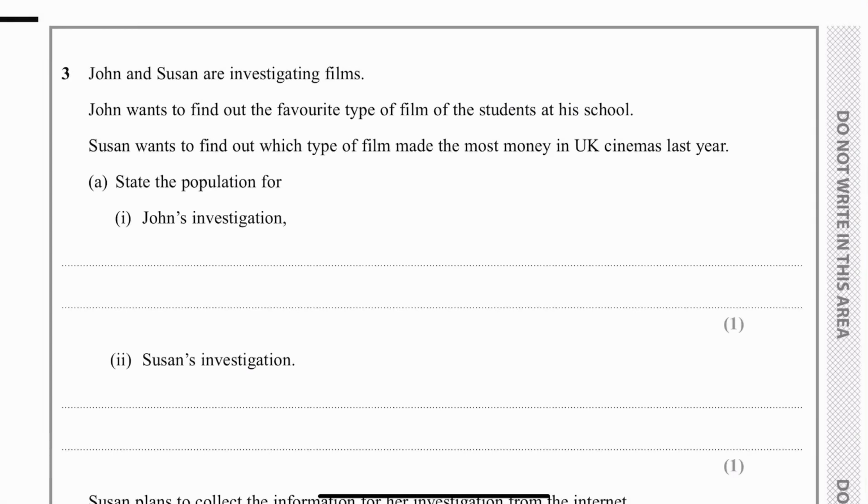John and Susan are investigating films. John wants to find out the favourite type of film of students at his school. Susan wants to find out which type of film made the most money in UK cinemas last year. State the population for John's investigation.